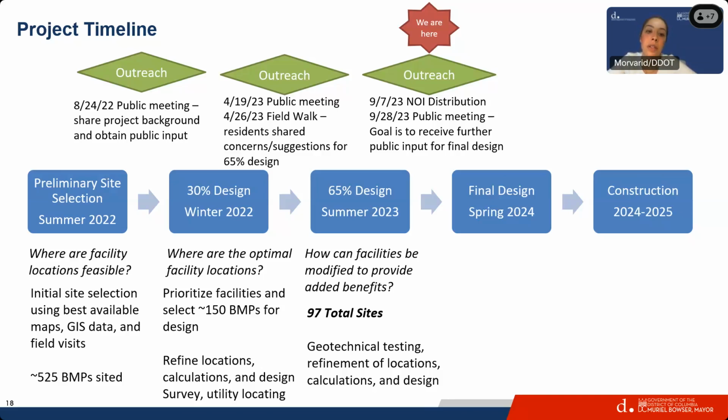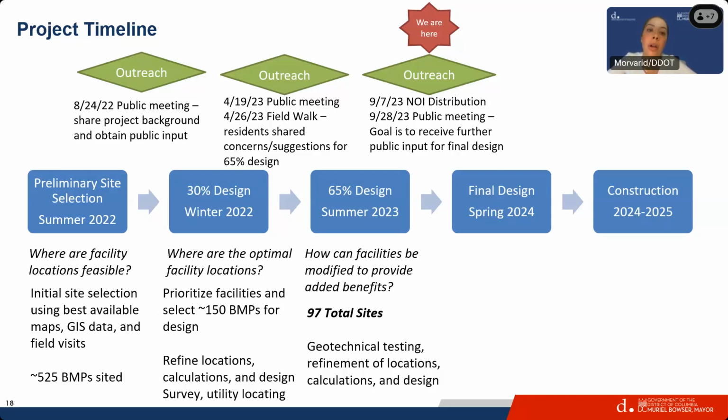In that stage, we also got a geotechnical testing report. It's basically giving more information about the type of soil that we have in these two neighborhoods. We finalized our number to 97. This is the final number that meets the 27,000 and 6,000 square feet that I mentioned in the previous slide. We completed 65% design in summer 2023.